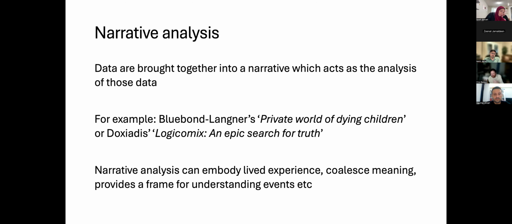Going back to Polkinghorne's distinction, against the analysis of narrative of all those different types, he poses what he calls narrative analysis, where rather than breaking data apart, you bring data together to write a narrative that brings out the importance of whatever it is.